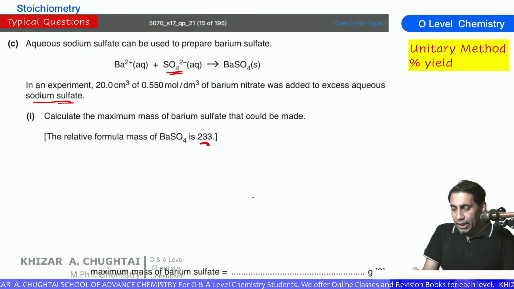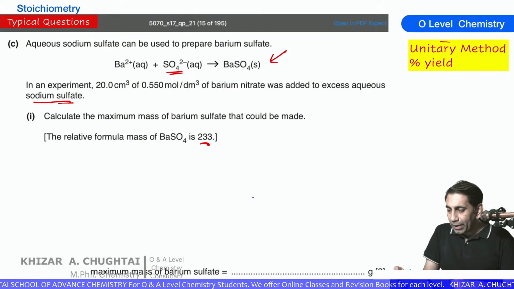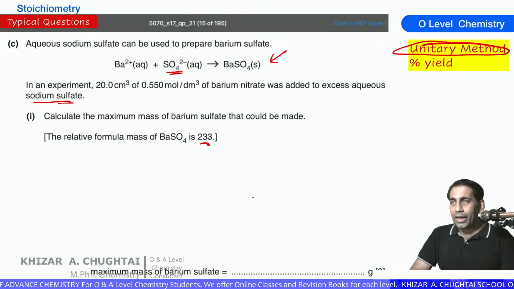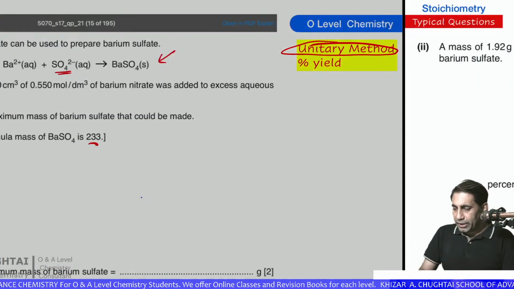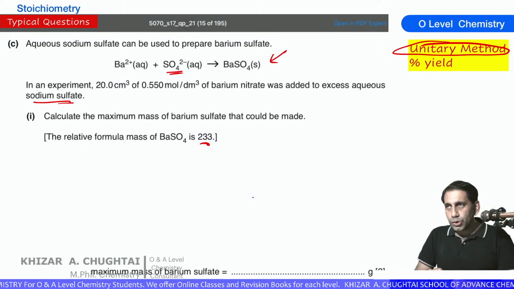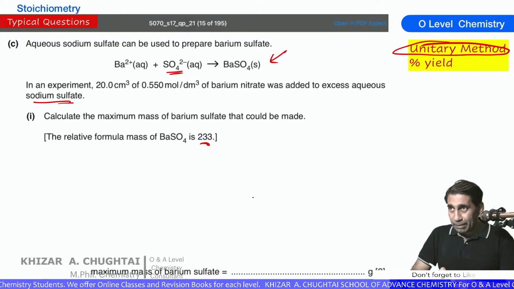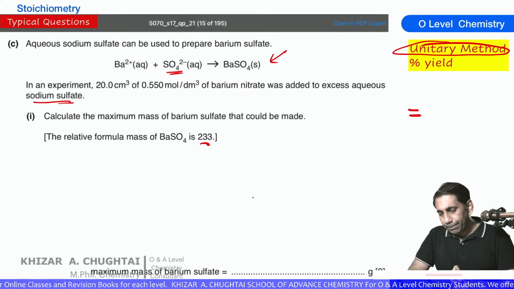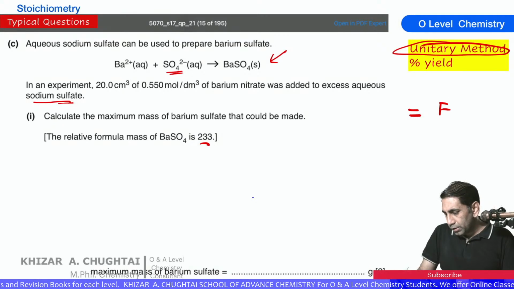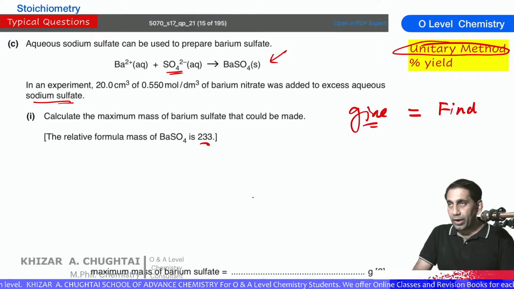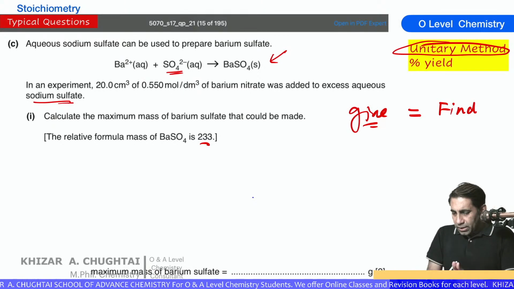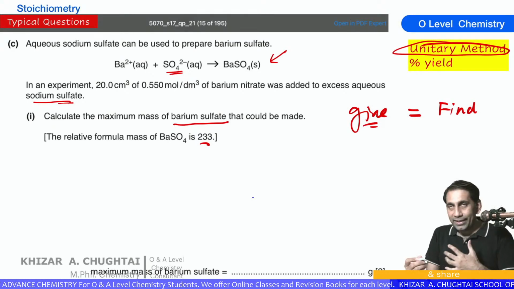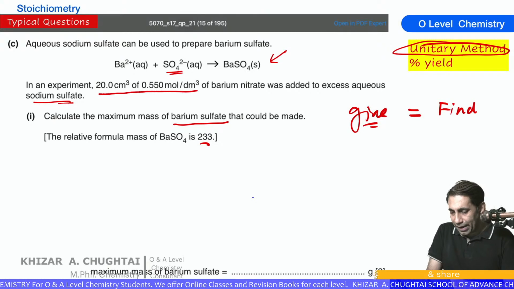So, as I told you, if the equation is given, you may apply the unitary method, and on the next page he is asking to find the yield, so after that we will find the yield. First of all, I'm going to apply the unitary method. What is the unitary method? I'm going to mark equal over here, and write the species to be found and the givens over here. In this case, I am supposed to find the maximum mass of barium sulfate formed in this reaction as a result of this reactant.